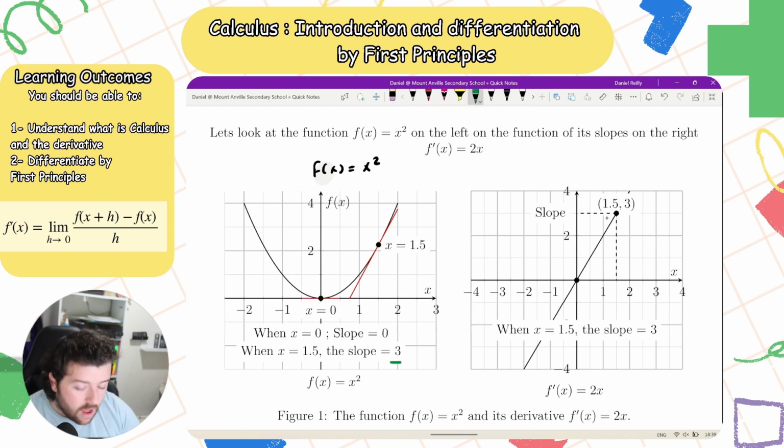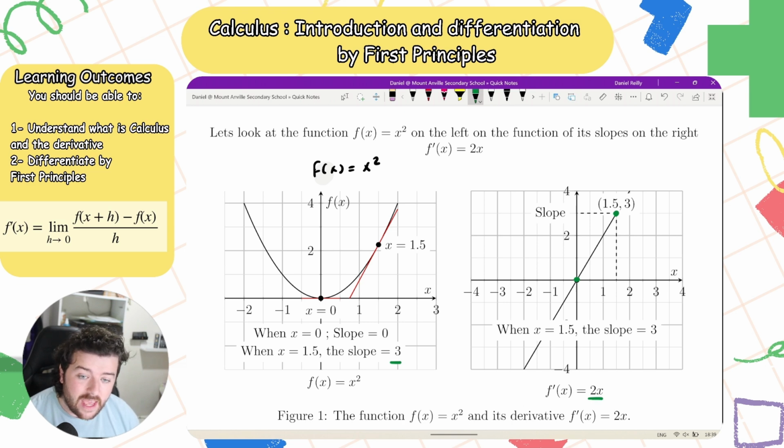Now, if I plot these points out, where my x is the given x coordinate and my y coordinate is my slope at that point, when x is 1.5, my slope is 3. When x is 0, my slope is 0. If I connect them up and find the equation of this line, this equation is my derivative. This is actually equal to 2x. So the function f of x equals x squared has the derivative 2x. I've essentially found the first derivative of this function.